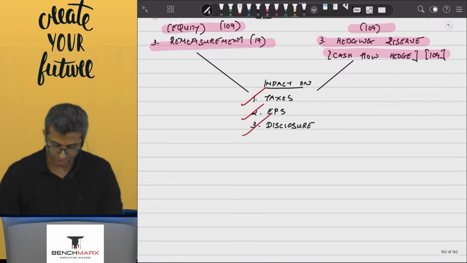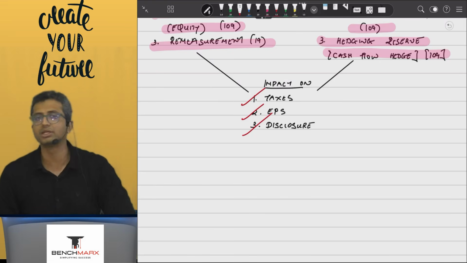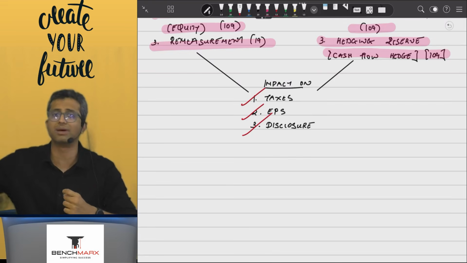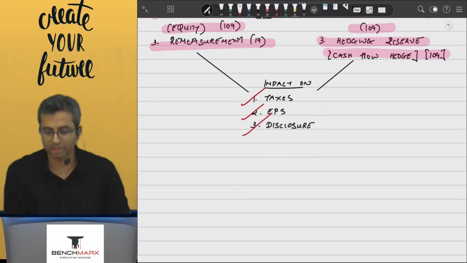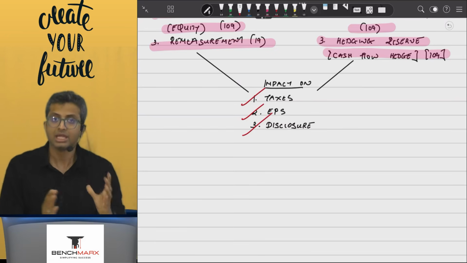And third is the disclosure and presentation. The OCI items will be disclosed and presented along with your statement of profit and loss account, and ultimately accumulated in the balance sheet as a separate line item for reserves. So this is regarding OCI, a fairly important concept in your financial reporting.